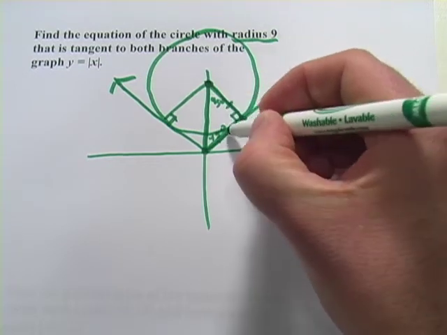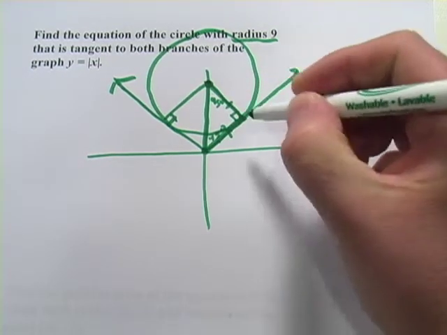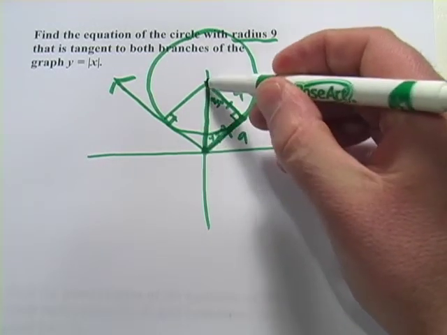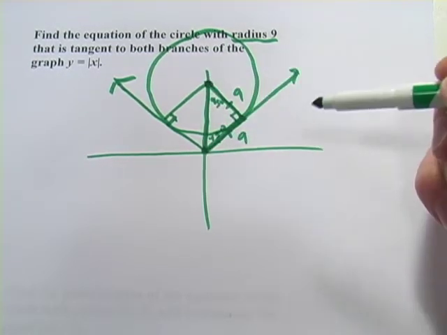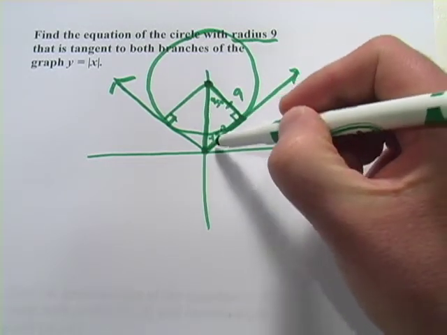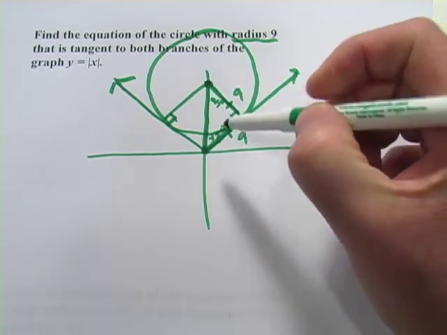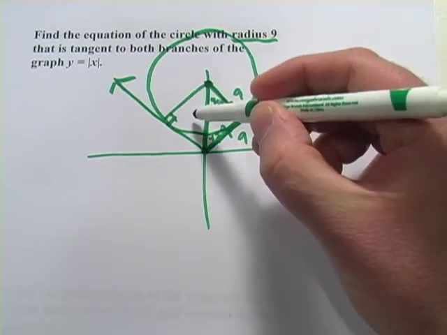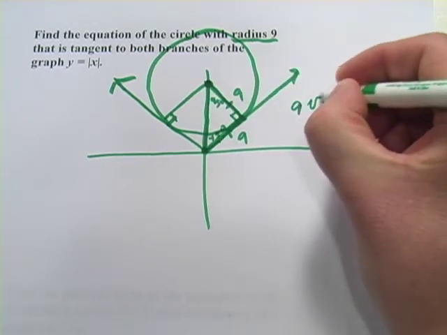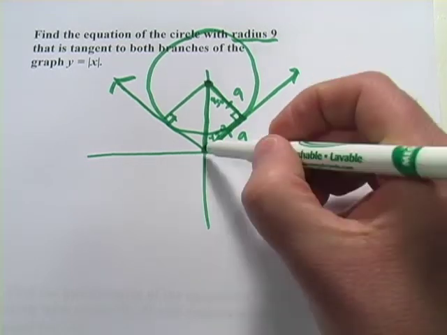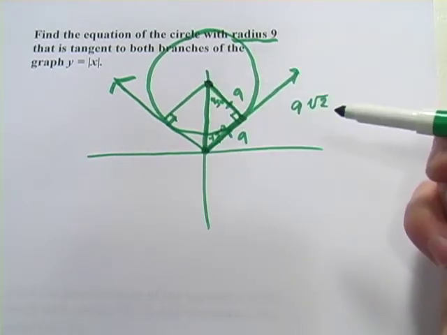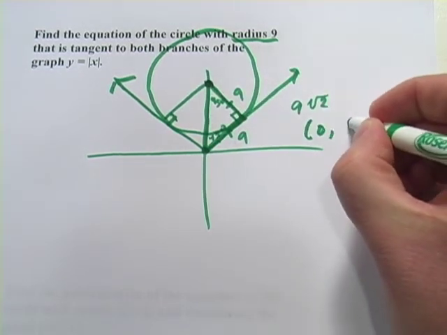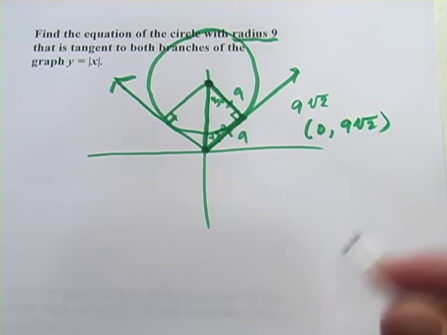And these two sides then are the same length. And the radius is 9, so this is 9, this is 9. We want to find the length of this. That will give us the y-coordinate for our center. Well, in a 45, 45, 90 triangle, the sides are in the ratio of 1, 1, square root of 2. So if these sides are 9, this side is going to be 9 times the square root of 2. And from 0 up to here is 9 times the square root of 2. So our coordinates for our center will be 0, comma 9 times the square root of 2.